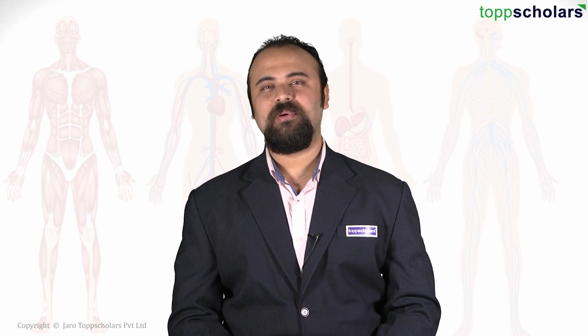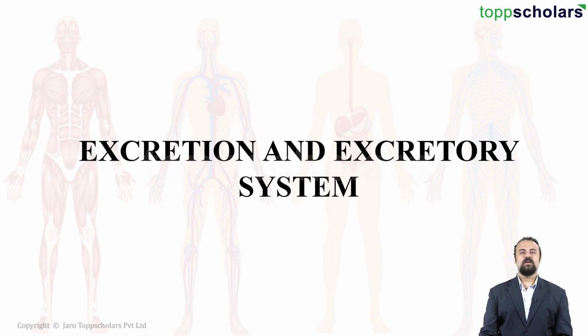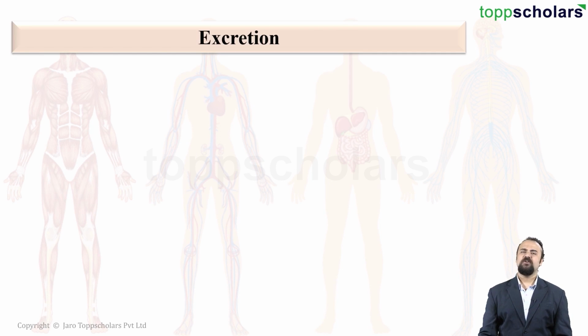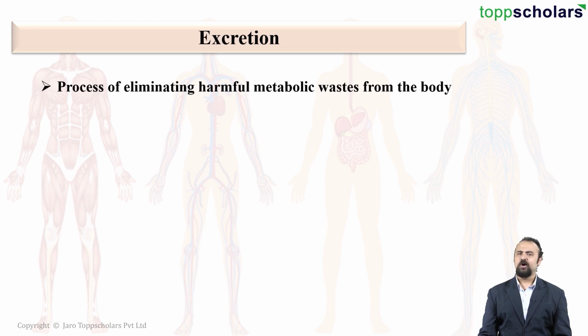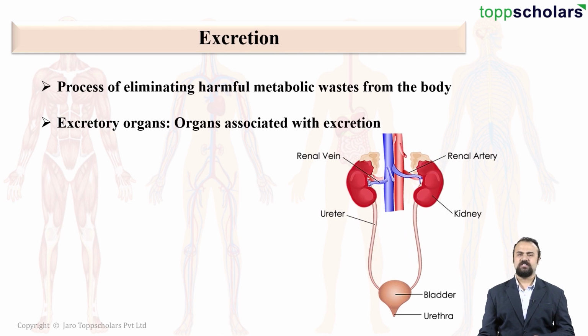Today we'll be talking about another very interesting topic, that is excretion and the excretory system. Students, what exactly is meant by excretion? It is the process of eliminating harmful metabolic waste from the human body. This waste is thrown out from the body by the excretory organs, mainly our kidneys.